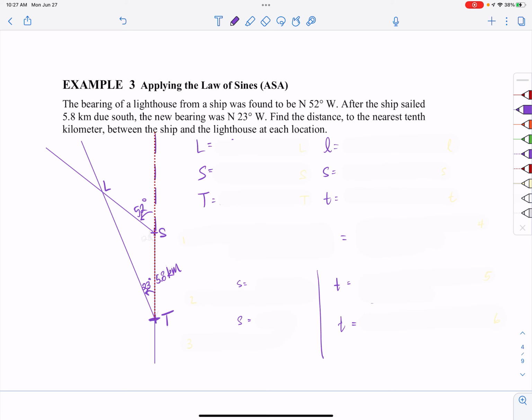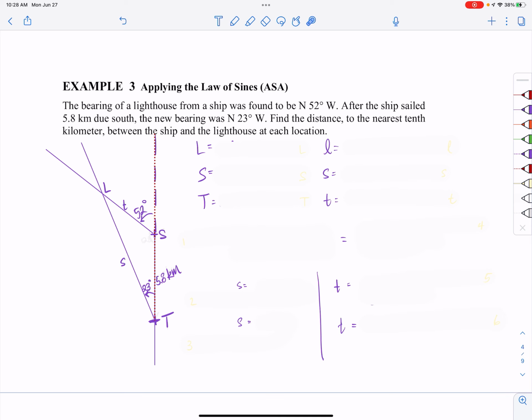And what we're being asked to do is to find the distance between the ship and the lighthouse at each location. So we want to find this one, and I'm going to call it side T because of the fact that it's opposite angle T. So this was the distance between the ship and the lighthouse the first time. And then I'm going to call this second one here S because it is opposite angle S. And this is the distance from the ship to the lighthouse when the ship sees the lighthouse the second time.